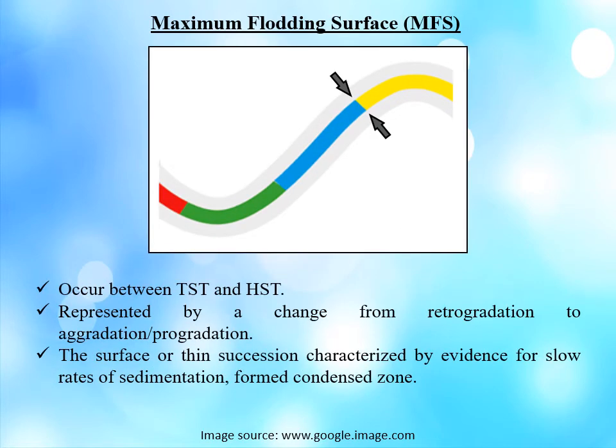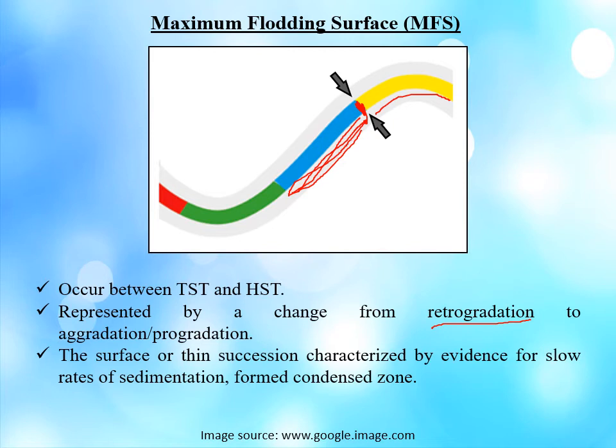Now a special terminology, the maximum flooding surface, which I already told you about, occurs between TST, this bluish portion, and HST, this yellowish portion. It is represented by a change from retrogradation, that means transgression, to aggradation or progradation, that means regression. So here transgression reaches its peak. In this condition transgression is at its peak, and after that either aggradation or progradation will occur.